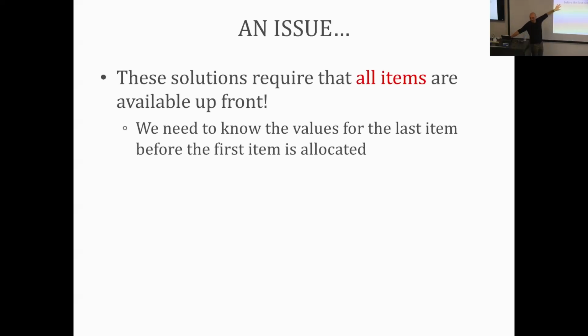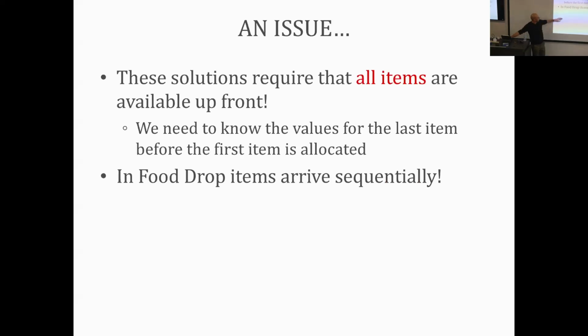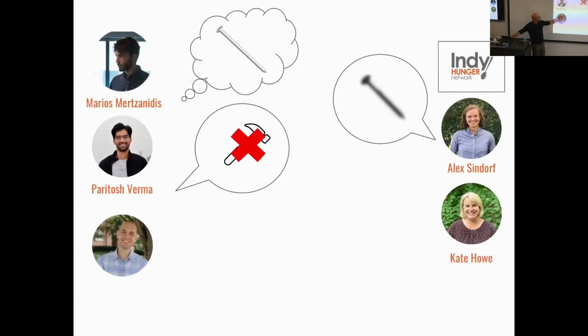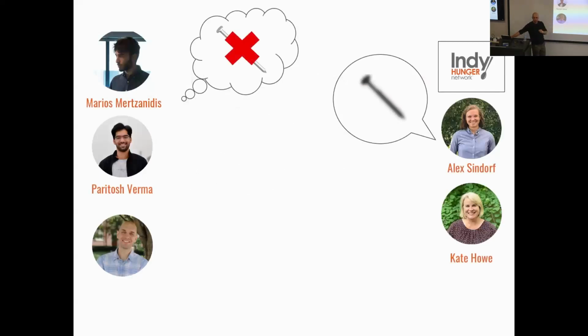Yes, so the lack of the dynamic nature of the problem is a real issue in bringing these hammers to practice. In food drop, items arrive sequentially and need to be allocated immediately. So the hammer didn't work. This was probably not a nail. So what do we do?